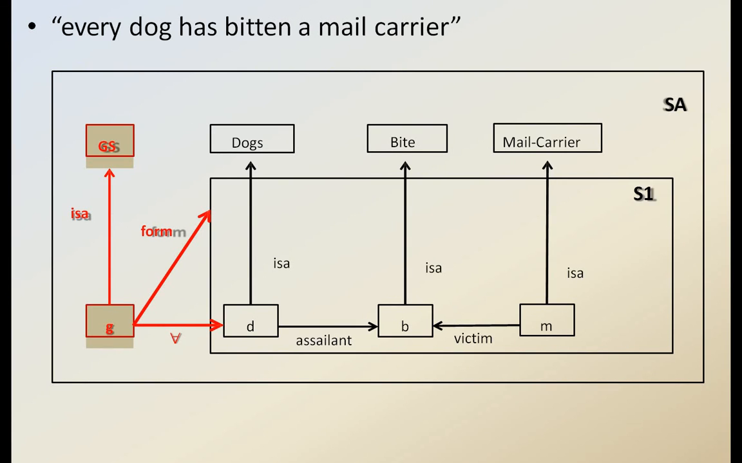These are the partitioned things. See here: every dog has bitten a mail carrier. Some other kind of representation we use here. Before going to this partitioned semantic net, see, this is the inner semantic net. S1 is the inner semantic net, and SA is the outer semantic net.